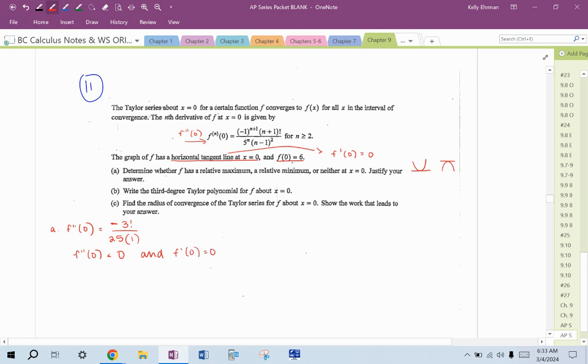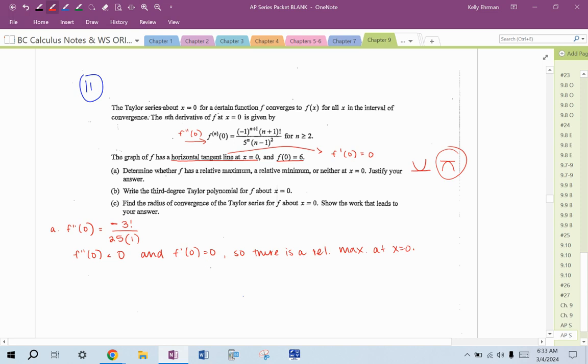There's a horizontal tangent line. You could also just write this phrase. There's also a horizontal tangent line at 0. So that's the scenario right here. There is a relative max. I always need to sketch the picture to get this straight. Relative max at x equals 0. That is all that you need to say.